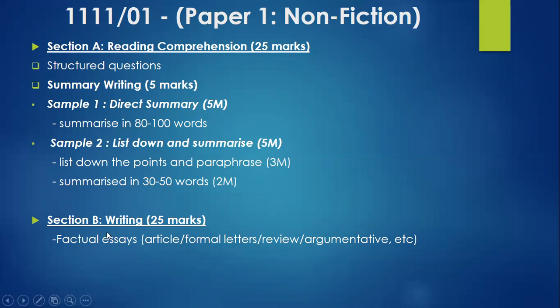You will also have section B in your paper 1, and the marks allocated for this would be 25 marks. So your section B, you will be required to write an essay. And since this is a non-fiction paper, you will be getting essay questions related to probably article writing, formal letters. You could be asked to write a review regarding a movie, a book, or maybe an event. You could also be asked to write an argumentative or a persuasive essay.